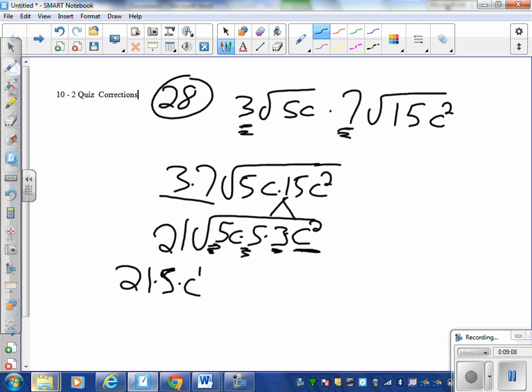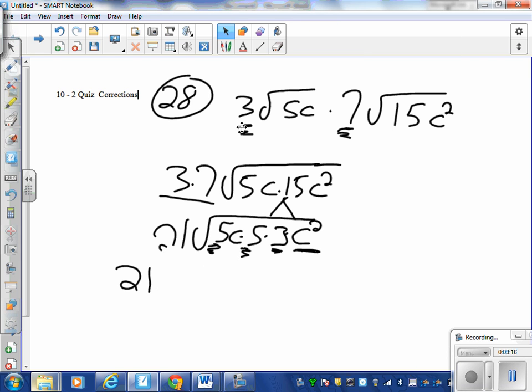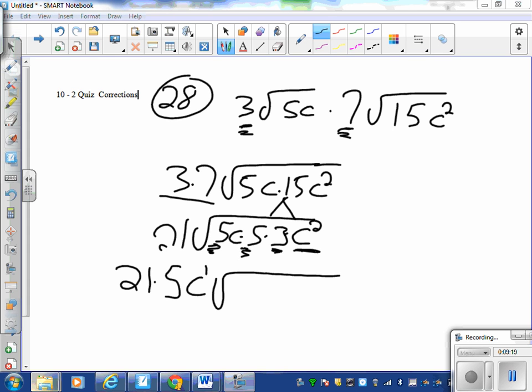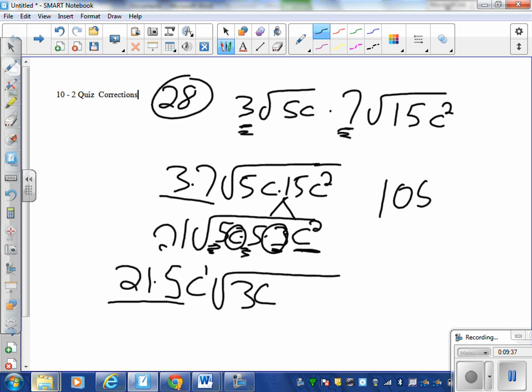I'm just going to make this slide a little bit better. Okay, so what are we left with inside? We have the 3, and we have the c. So my final answer would be to multiply those two together, and I get 21 times 5 is 105. C is the first power. I don't need the 1 there. It's an invisible 1. So I can just write c, and inside I have 3c. So this would be the final answer.